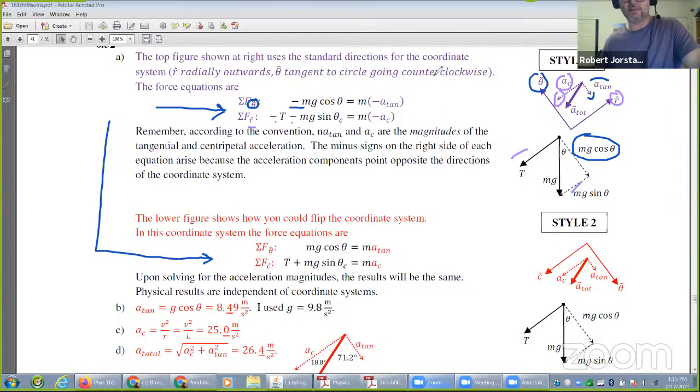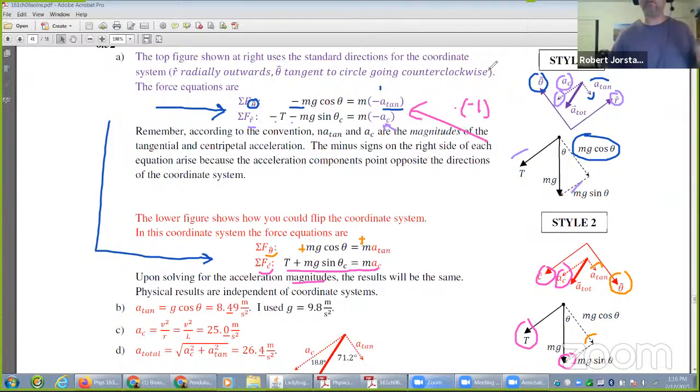So let's look at this one. In the theta hat direction, notice now this arrowhead matches, this arrowhead matches, so that's why they're both positive. Similarly, in the centripetal hat direction towards the center, this is now positive, positive, positive. That's why they're all positive. Now, when we solve for magnitudes, the results will be exactly the same. If you take this equation and multiply by -1, you get the bottom equations. We know these are the same.